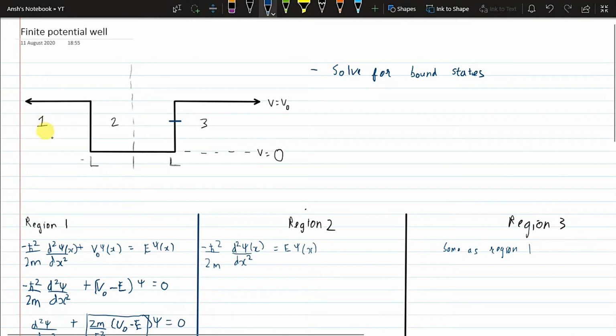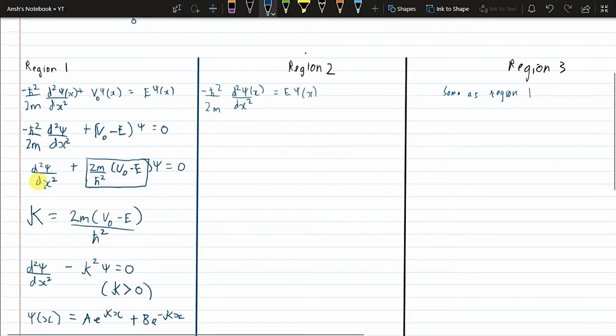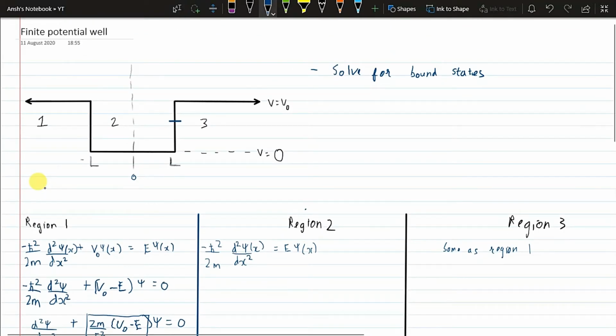Now we can immediately remove one of these terms by noting that region 1 right here extends all the way up to negative infinity. The center of the well is at 0. This is minus L, this is plus L, and the third region extends all the way up to infinity. Now a property that you ought to know is that if we have a bound state, it is supposed to be normalizable. What that means is, if we integrate the square of the wave function, like we did in the infinite well, the probability should add up to 1.